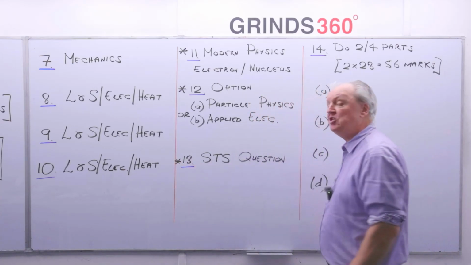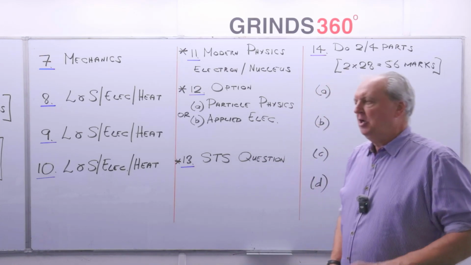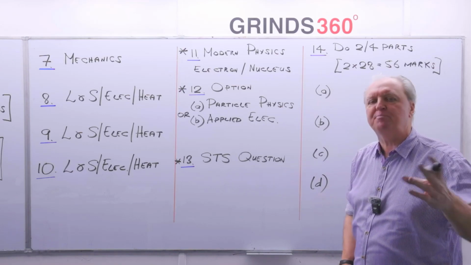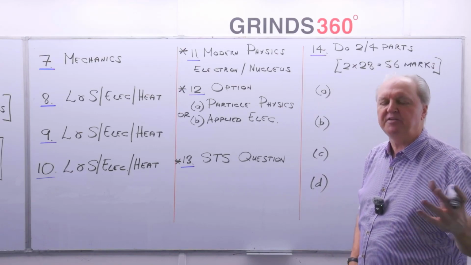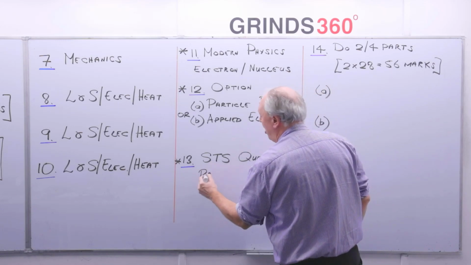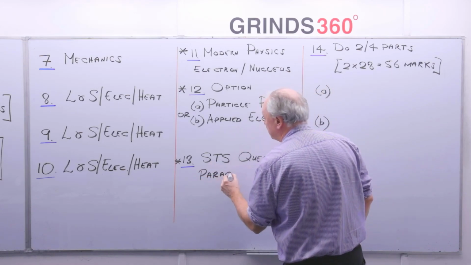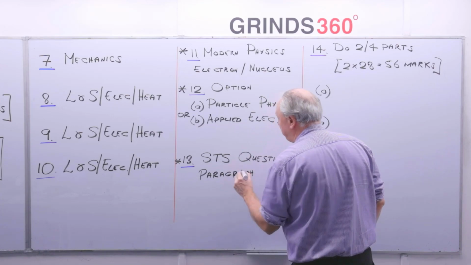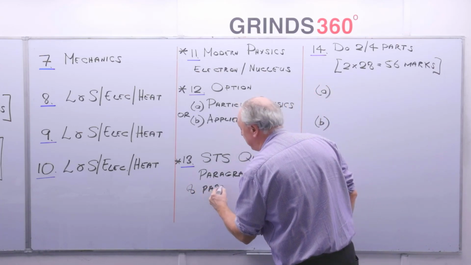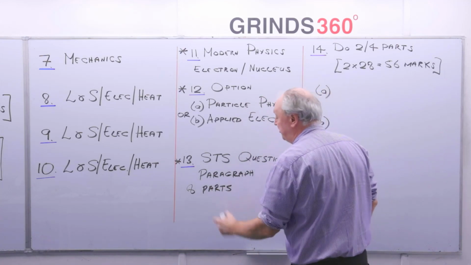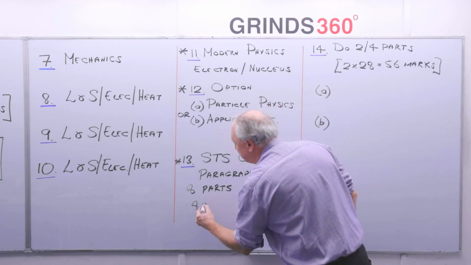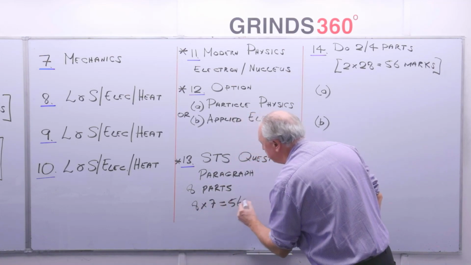Question 13 can be a nice question to do. It's an STS question, a real-life physics question. But it can be on any part of the course. So obviously, if it's not a part of the course that you've specialized in, you'll probably decide to leave it out. But they give you a nice paragraph. And often, one of the answers or 2 of the answers is actually inside the paragraph. And then they might give you 8 parts. Sometimes they merge some of the parts together. So you do all 8 parts. It's 8 by 7, which is 56 marks again.